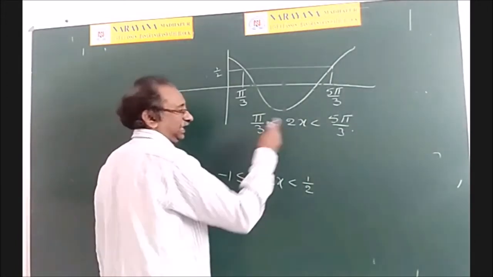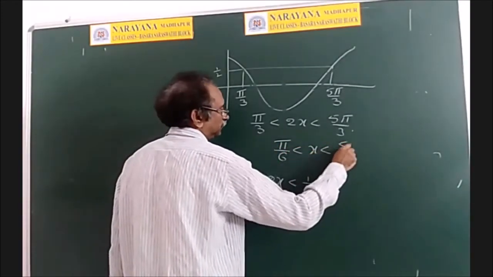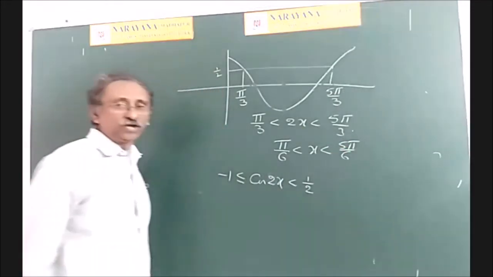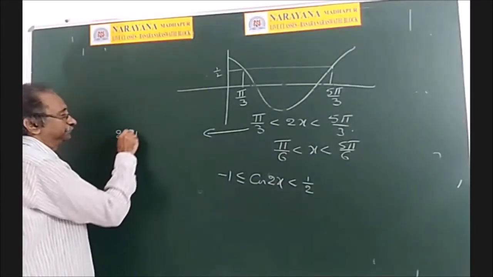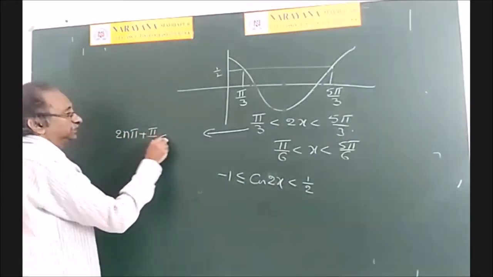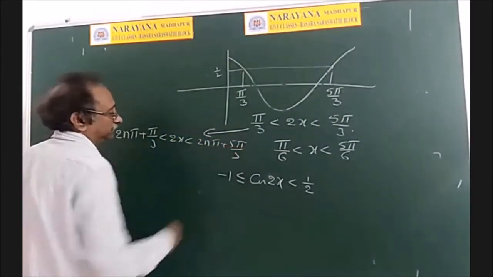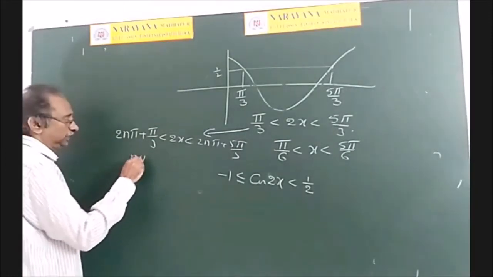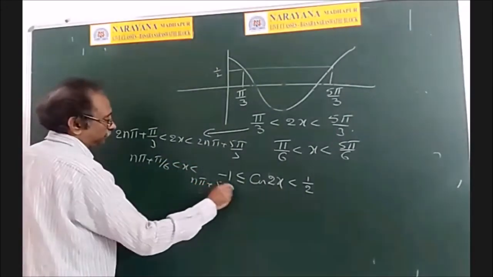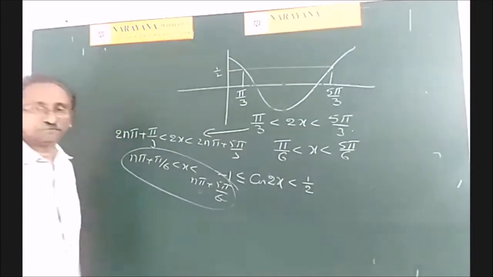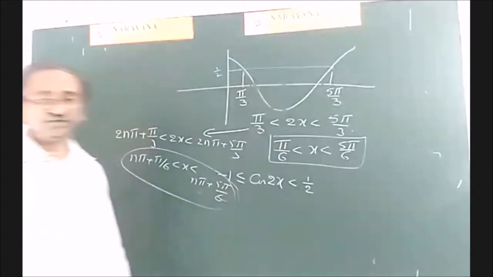Suppose you want to write x, then you have to divide pi by 3 and 5 pi by 3 by 2, giving pi by 6 and 5 pi by 6. If you want to write the general solution, first write 2n pi plus pi by 3 less than or equal to 2x less than or equal to 2n pi plus 5 pi by 3, and after that divide by 2. So n pi plus pi by 6 less than or equal to x less than or equal to n pi plus 5 pi by 6. In general they will ask for the particular solution.